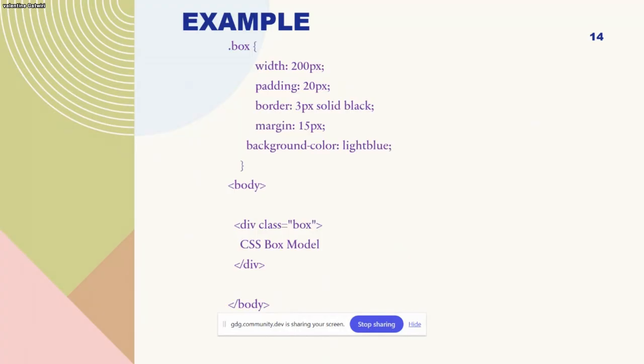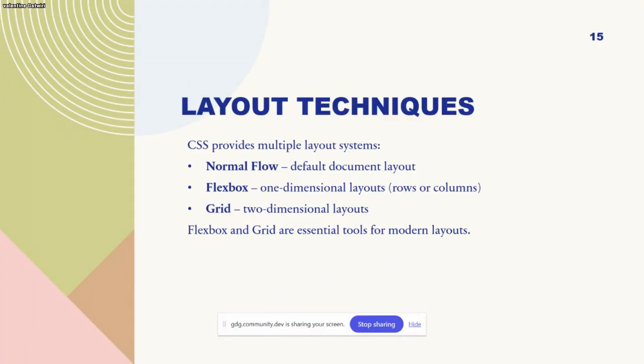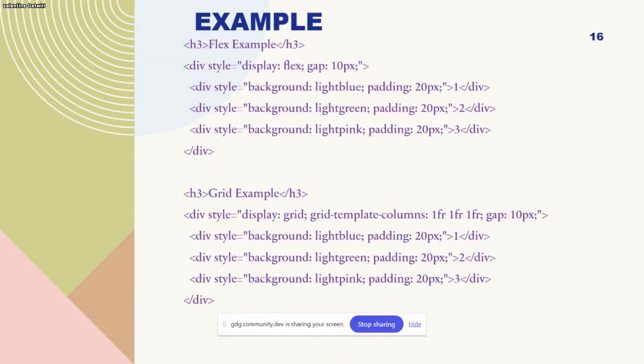So in box model, you can style your box with either class, ID, then you can call a body. We will call that later. Then there are layout techniques which follow the box layout. CSS provides multiple layout systems: normal flow, the default document layout; Flexbox, that is one-dimensional, it only contains rows or columns; Grid, two-dimensional layout. Flexbox and Grid are essential tools for modern layouts.